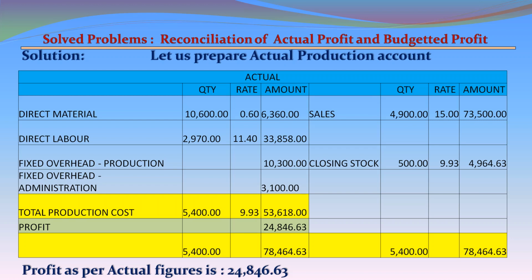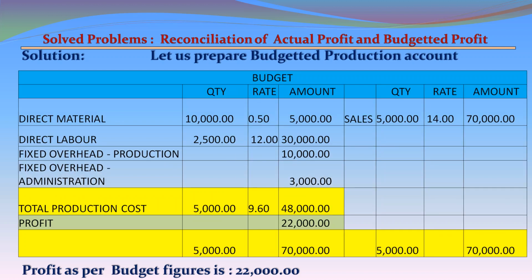The balance, 24,846.63, comes to profit as per actual. Profit as per actual figures is 24,846.63. Let us prepare the budgeted production account. Budget: on the credit side, sales 5,000 units at 14 pounds, 70,000.